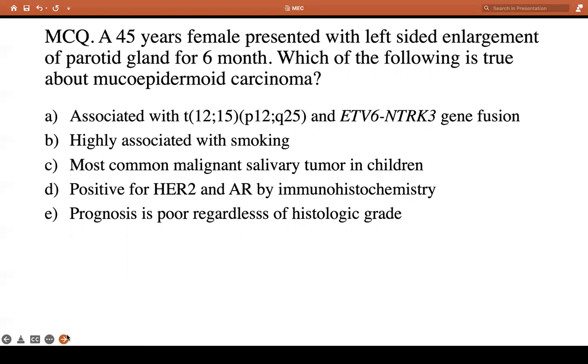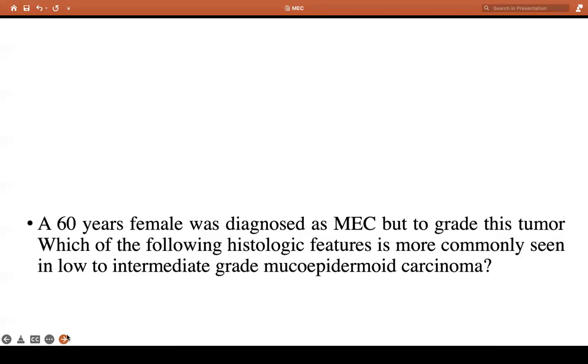A is not seen in mucoepidermoid carcinoma. B is not associated; it is associated with Warthin tumor. D is for salivary duct carcinoma. Prognosis is poor regardless of the histology, no. So the answer is most commonly occurs in children.